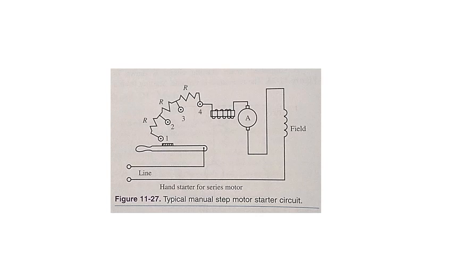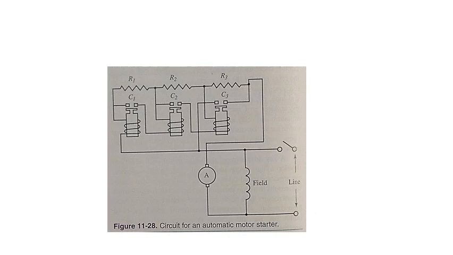Operators must use good judgment when starting a motor. They must not move the lever to the next lower resistance position until the motor has gained sufficient speed. Automatic starters remove the possibility of human error and also permit remote starting of the motor.